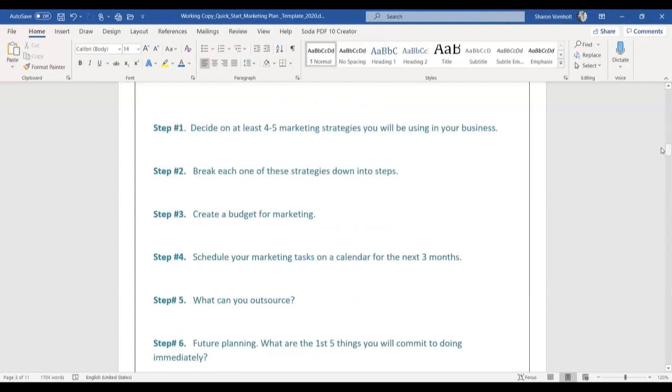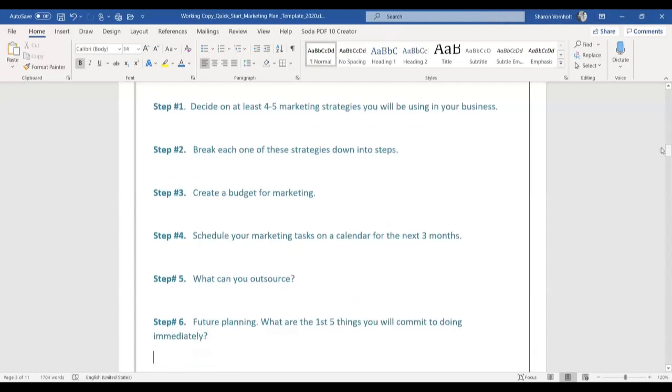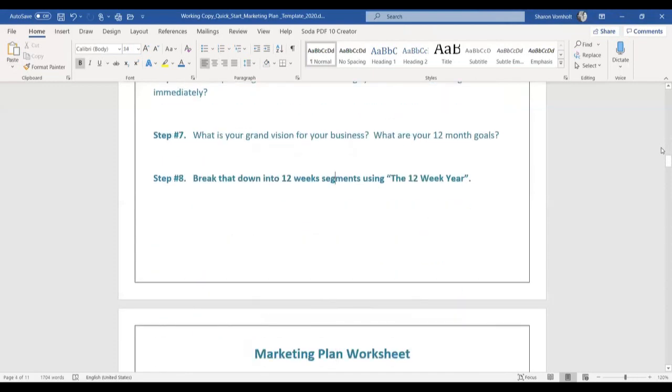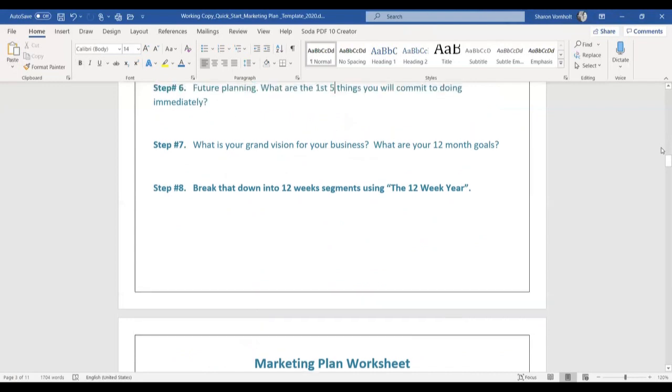And then step 5 is what can you outsource? It's important for growing your business that you begin to outsource, and we will talk about some ways that you can baby step into that. Step 6 is future planning. You have to commit. I want you to commit today to what are the first, let's say, 5 things that you'll commit to doing immediately. That'll be different for each person, but we're going to have a spot on this form where you can put it down, where you commit to the 5 things you're going to do right away.